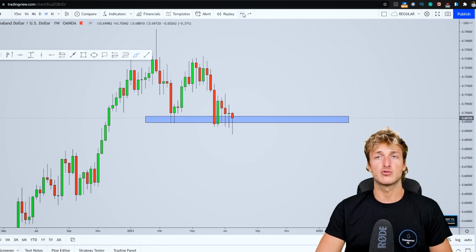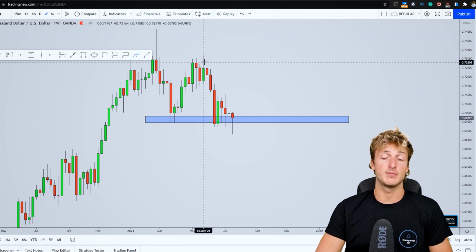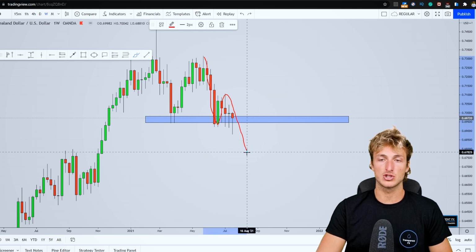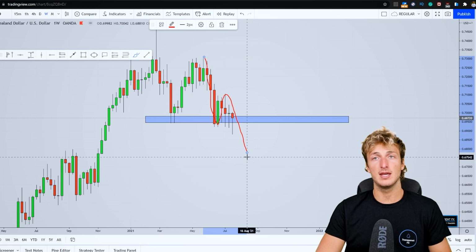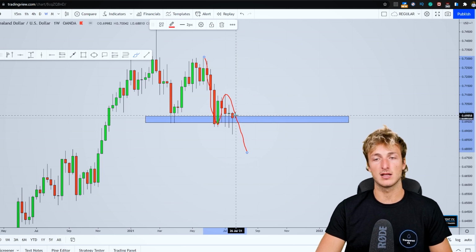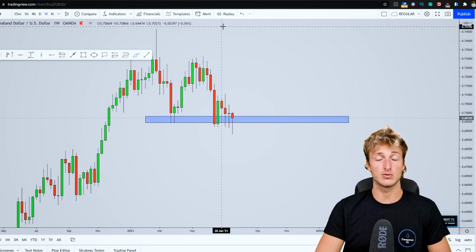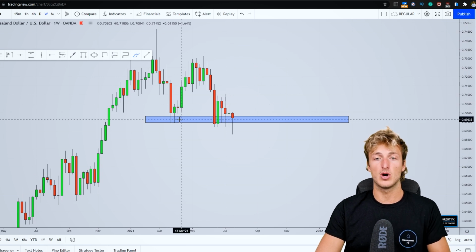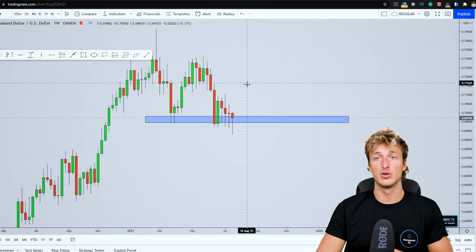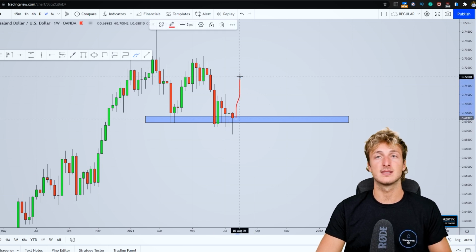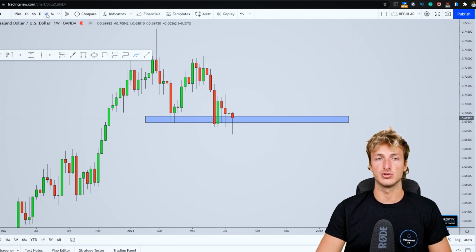Now from a structure perspective and pattern, we do have a potential impulse correction and impulse pattern to the downside, which could be indicating that the market is more likely to provide the continuation to the downside. But we do know that we have strong support and demand here, which is still holding and from which the market can still easily provide a rejection to the upside.